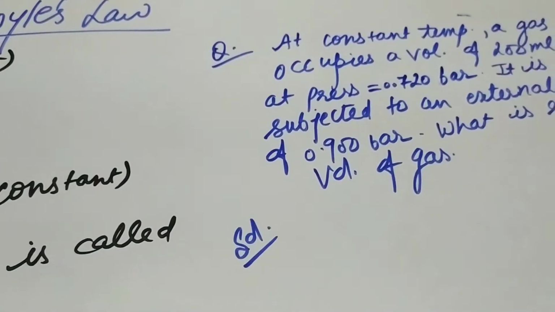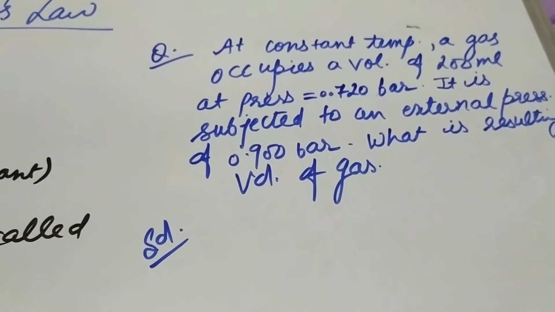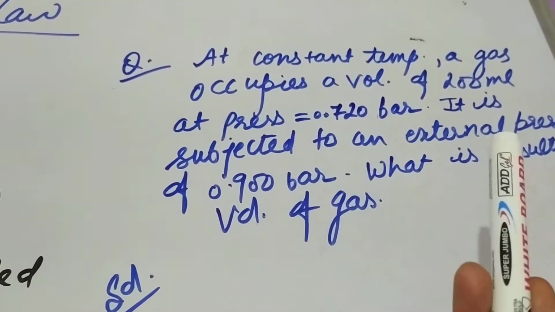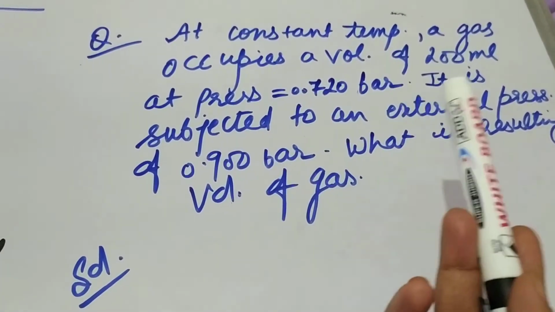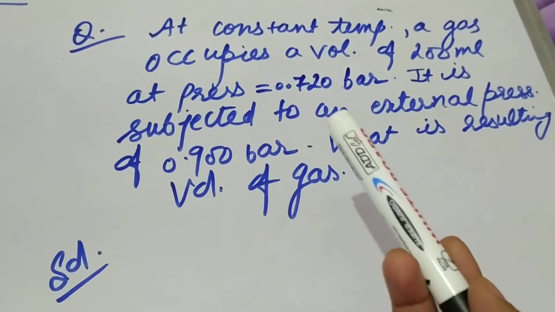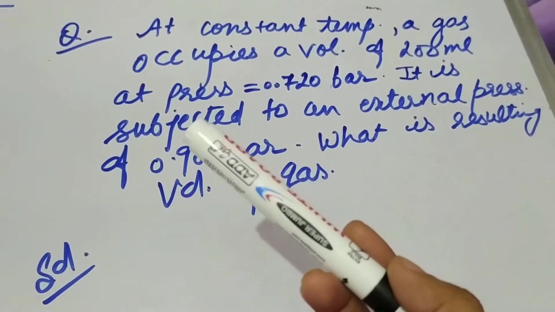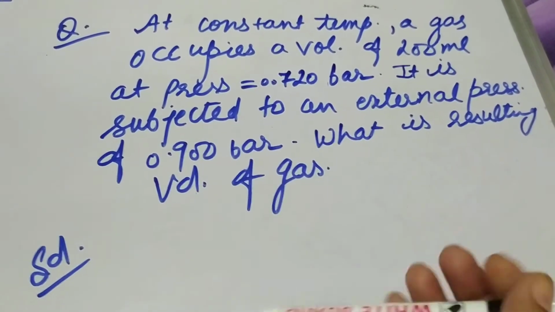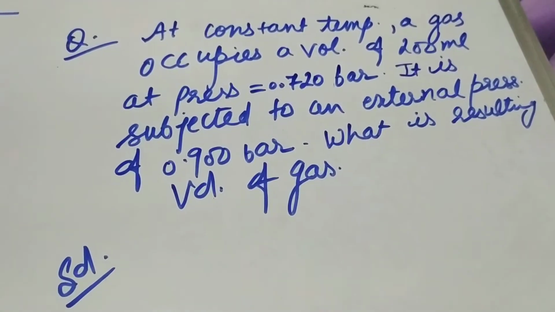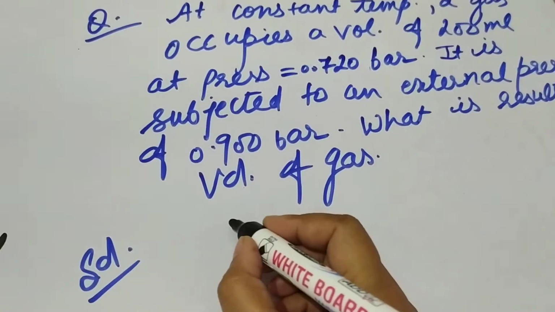Now I will solve a numerical based on Boyle's law. At constant temperature means that here we will apply Boyle's law. A gas occupies a volume of 200 ml at pressure 0.720 bar, which is when subjected to an external pressure of 0.900 bar. What will be the resulting volume of the gas? So at constant temperature, we know that we will apply Boyle's law.